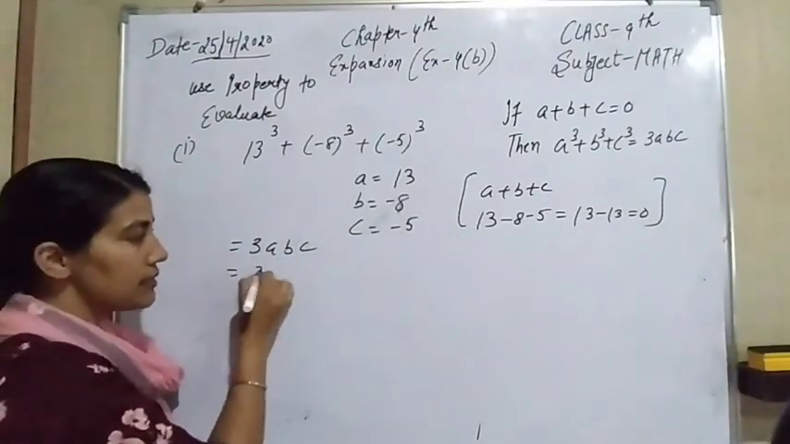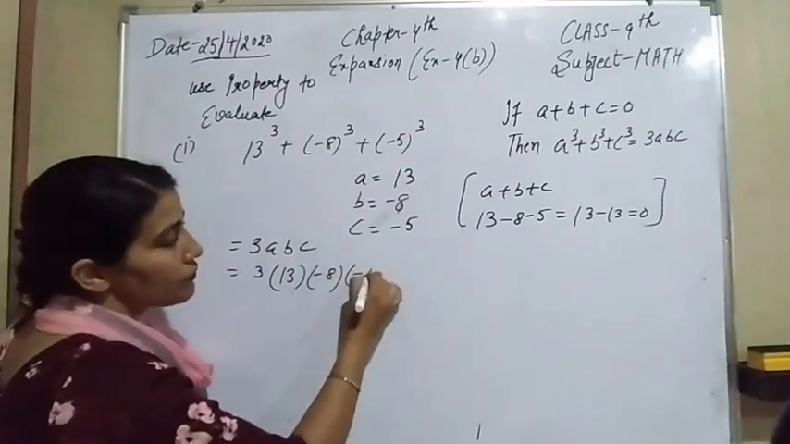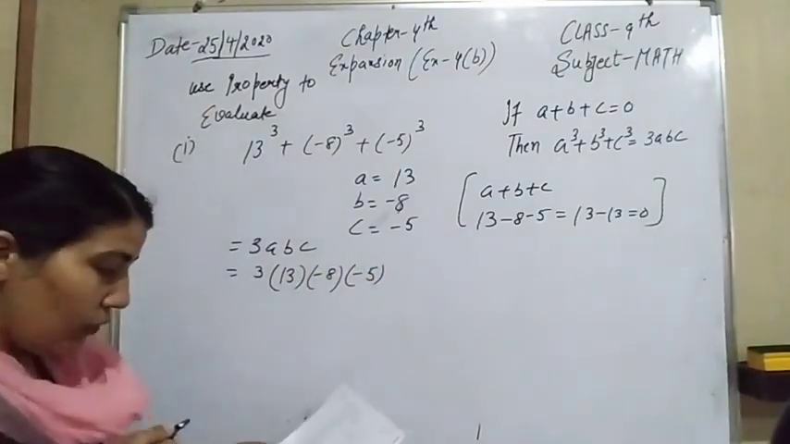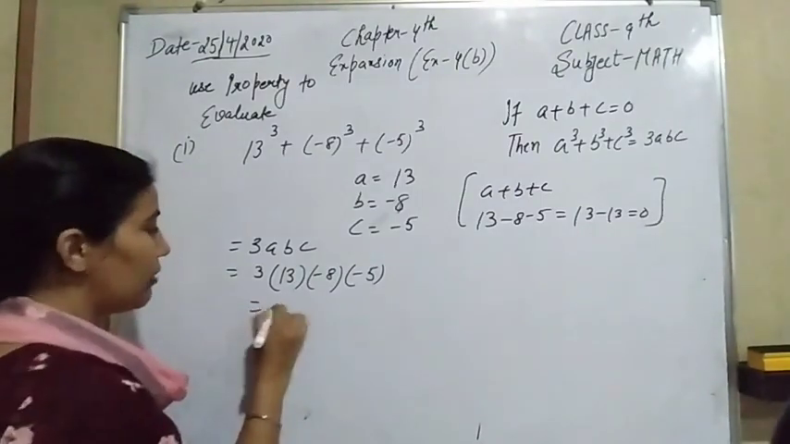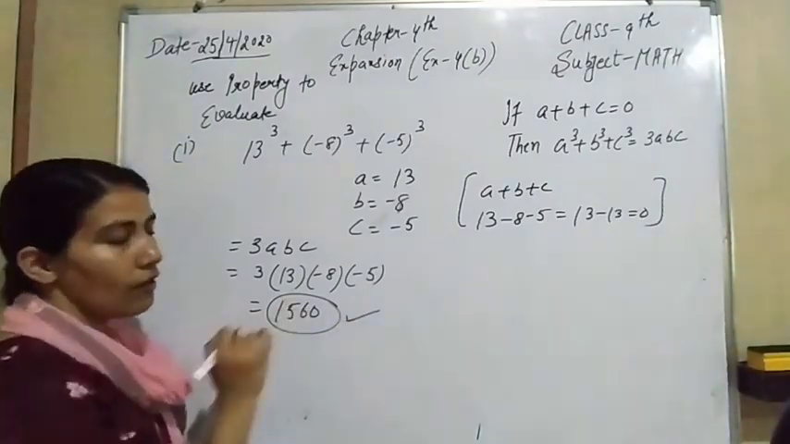Now put the value. Here is 3. The value of a is 13. The value of b is minus 8. The value of c is minus 5. Whenever you do its multiplication, you will get the answer 1560.